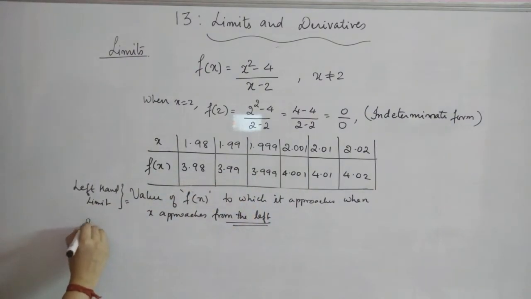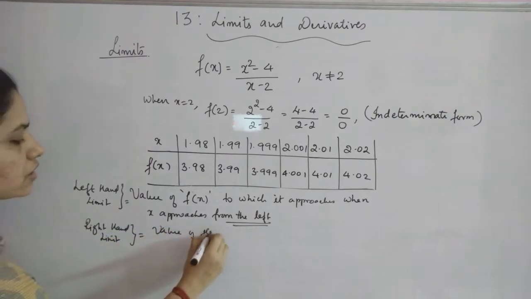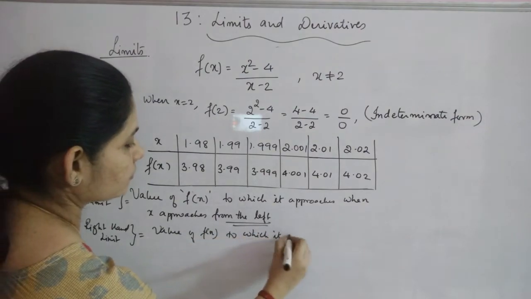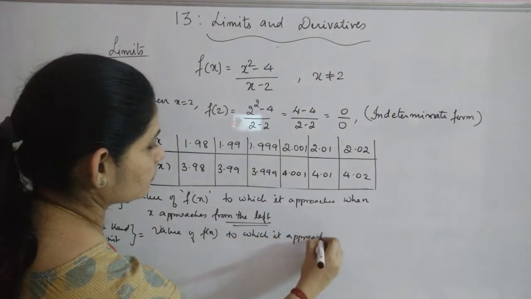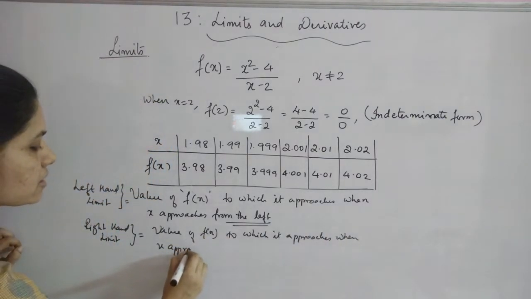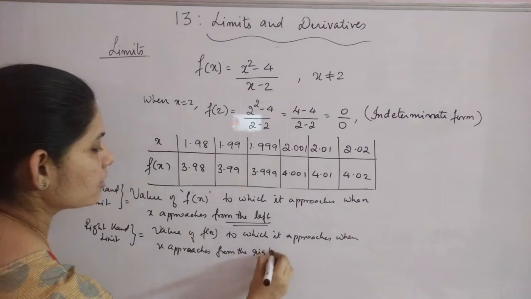Now again, what will be the right hand limit? In the same manner, you can say that the right hand limit will be the value of the function to which it approaches when x approaches from the right side. Okay, from the right.